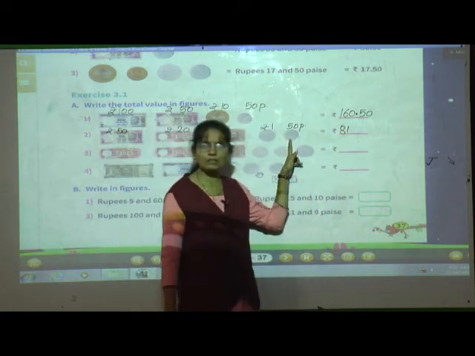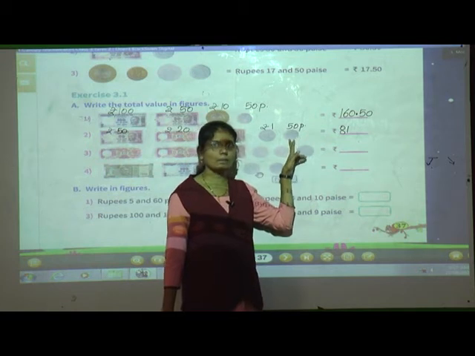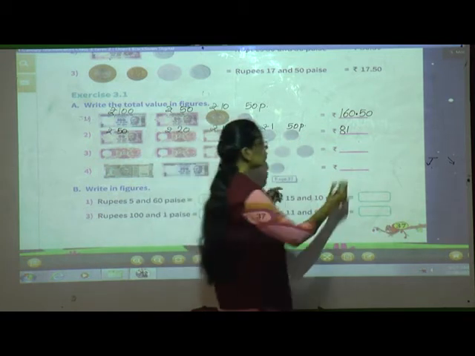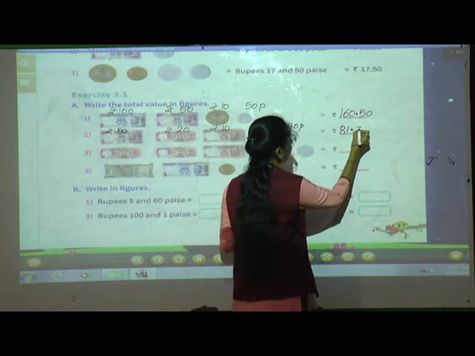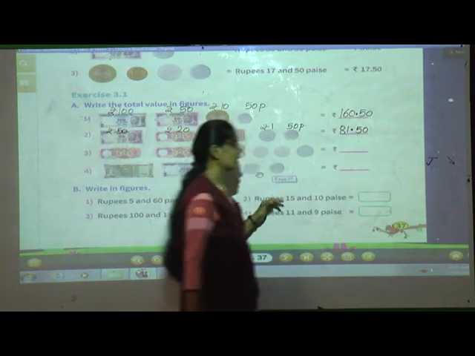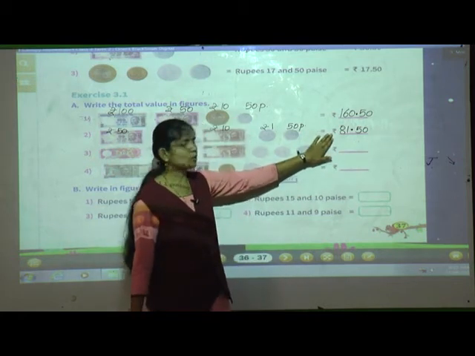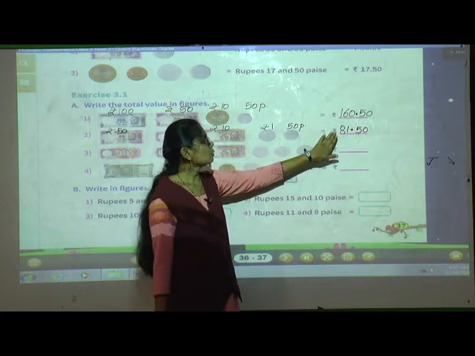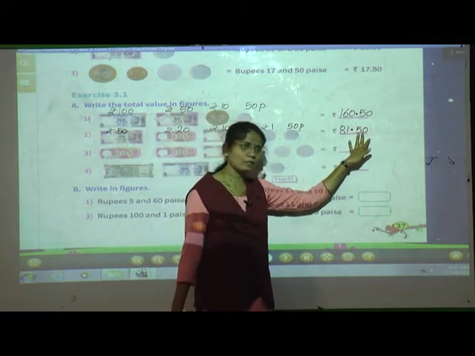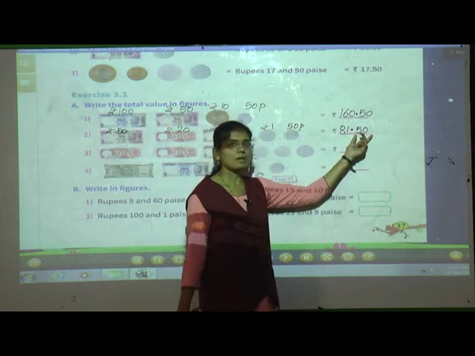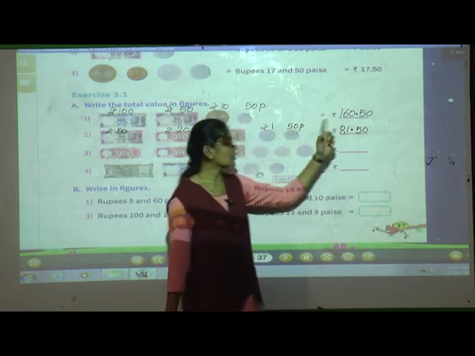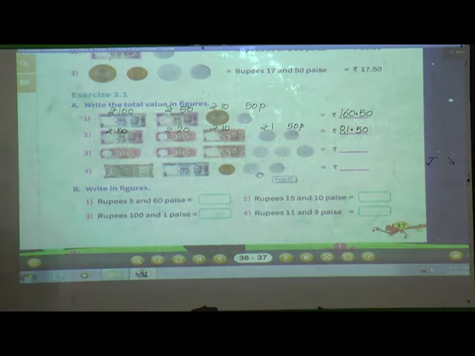Then here 50 paise is there. So what you will do? You will give a dot or point and then we have to write 50. No need to write the symbol for paise. Only you have to write the symbol for rupee. Rupees 81.50. This point means what? This number tells us that it is paise. So this is rupees 81.50. Rupees 81.50.